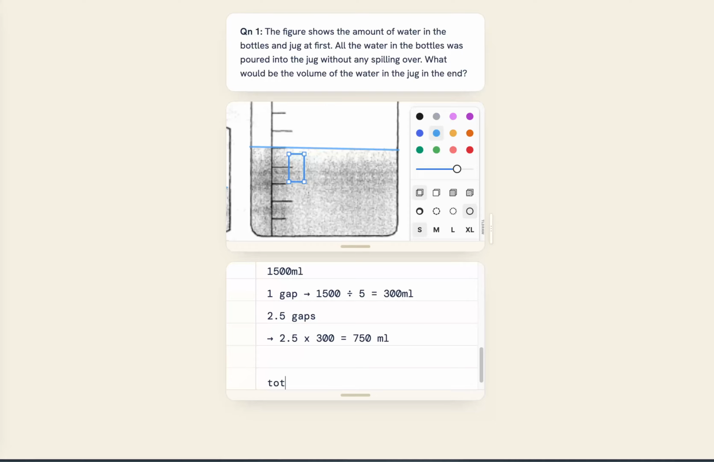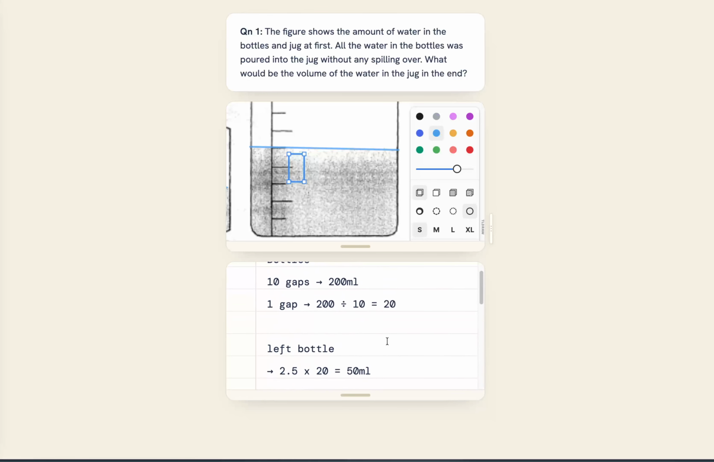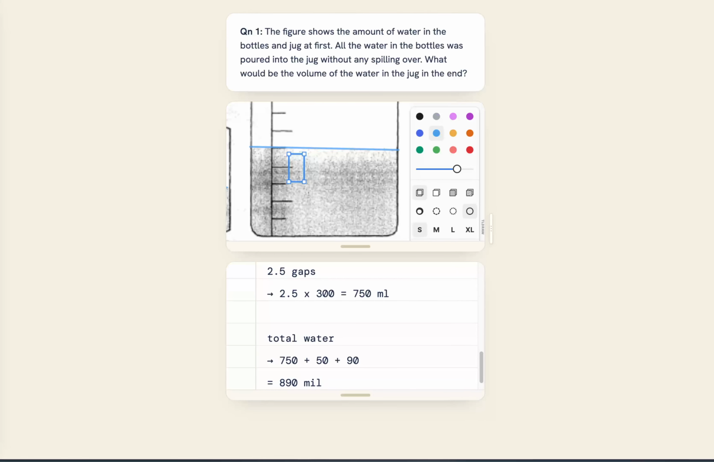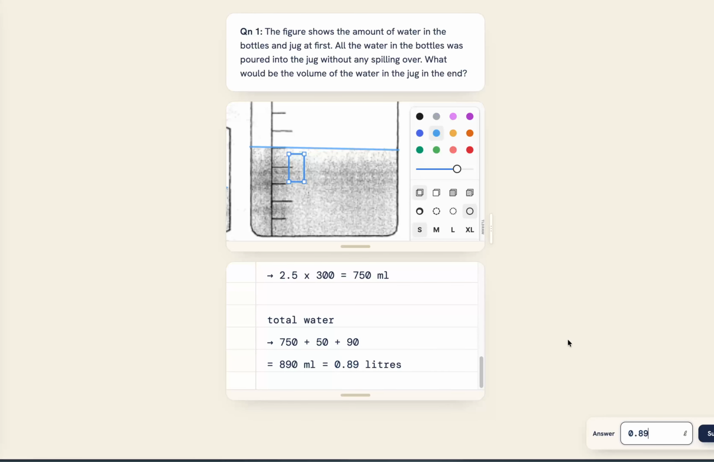So that means total water will then be equal to 750 plus the bottles, which is 50 plus 90, and this will give us 890 milliliters, or in this case 0.89 liters. There you go. So that's the answer, 0.89 liters.